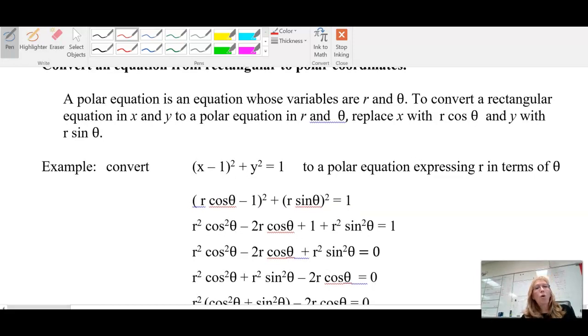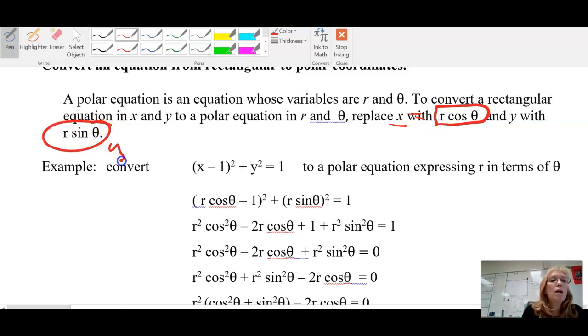Okay, now we're on to equations. These are a little tricky, so be careful. We have to remember that x and y in polar, x equals r cosine theta, and y equals r sine theta. So all we do is replace that. We replace x with r cosine theta, and we replace y with r sine theta.